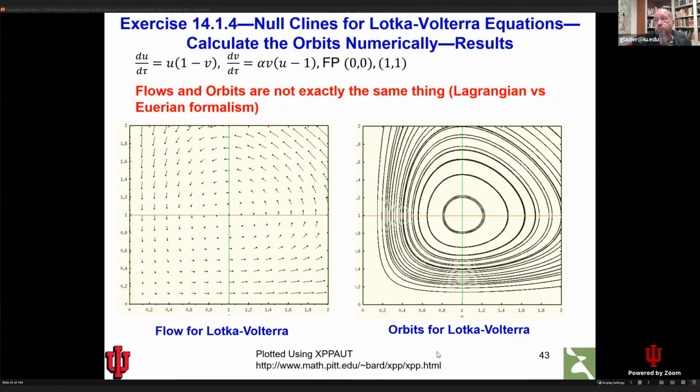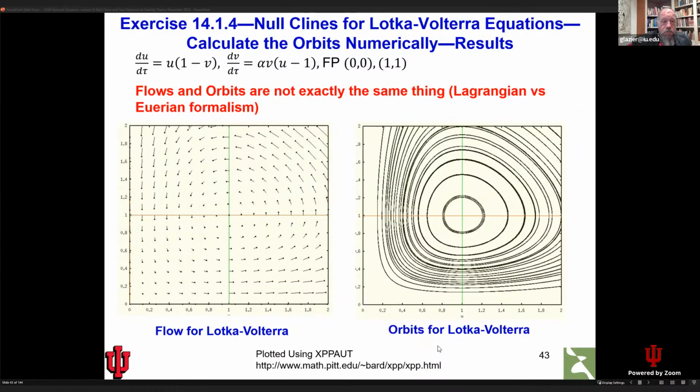I have a question about this orbit. These circles that you have, they are trajectories? Yes, they are trajectories. But that means that if they're oscillating, then they are not going to the 0 point where they don't move anymore. Right. Well, Lotka-Volterra is neutrally stable. The fixed points are neutrally stable.